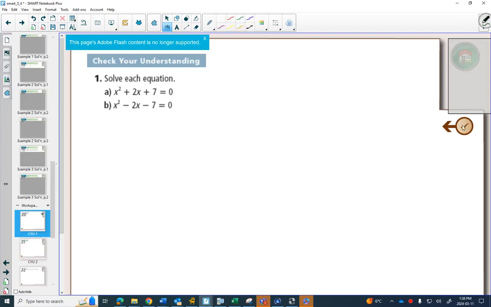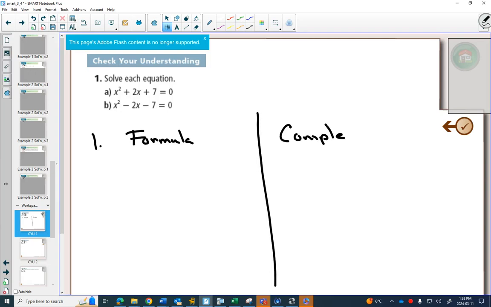And I like example 1 because I feel these are ones where completing the square I still think is better and faster, and I'll show you why. So I'm going to use the formula on one side, and I'm going to use completing the square.